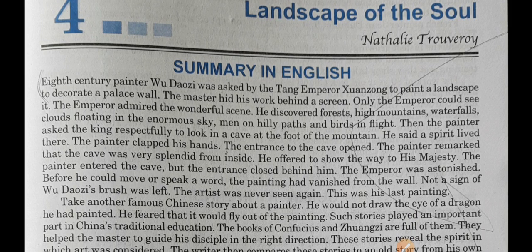All right. So, children, this chapter talks about the 8th century painter Wu Daoji in China, who was asked by the Tang Emperor Xuanzong to paint a landscape, and the painting had to be not on canvas, it had to be on the palace wall. It means the palace wall had to be decorated.